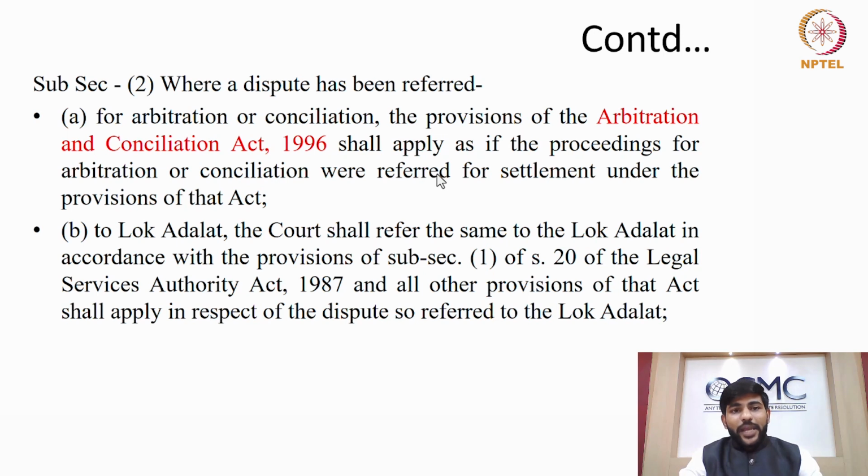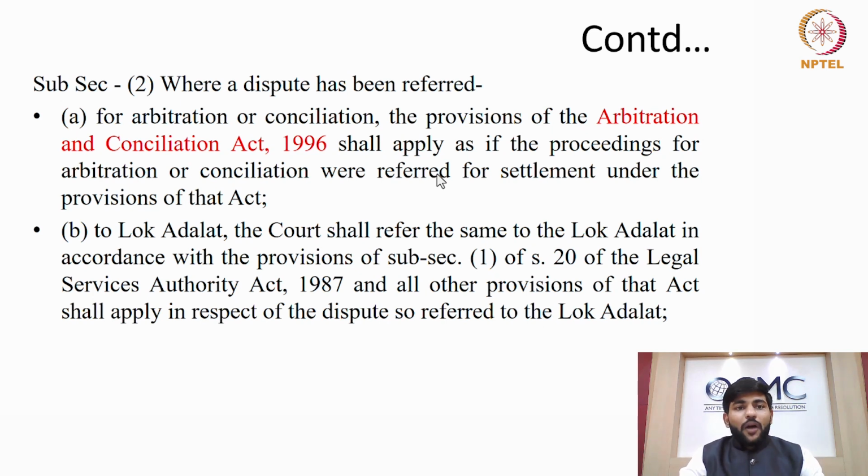Subsection 2 of section 89 of the Civil Procedure Code reads: where a dispute has been referred for arbitration or conciliation, the provisions of the Arbitration and Conciliation Act of 1996 shall apply as if the proceeding for arbitration or conciliation were referred for settlement under the provisions of that Act. So if any case pending before the court is referred to arbitration or conciliation, the settlement procedures will be governed by the Arbitration and Conciliation Act of 1996.